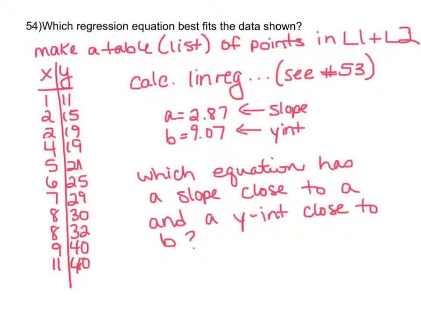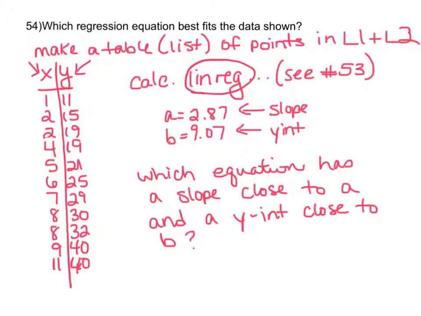In number 54, your best option is to do exactly what we just did in number 53. So make sure that you clear the lists on your L1 and your L2. Then you basically put in the points that are on the table shown. I helped you make a list here of those points, the X and the Y. So you're going to take your L1 and put all of your X values, and then in your L2, put all of your Y values. Go ahead and do your stat, go over to calc, do that linear regression again and get your equation.